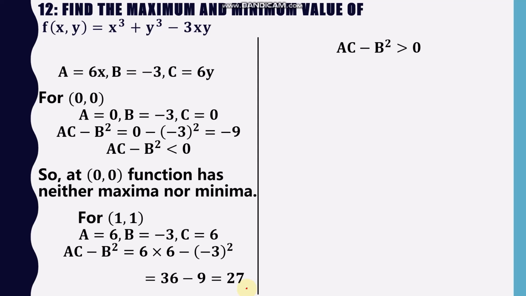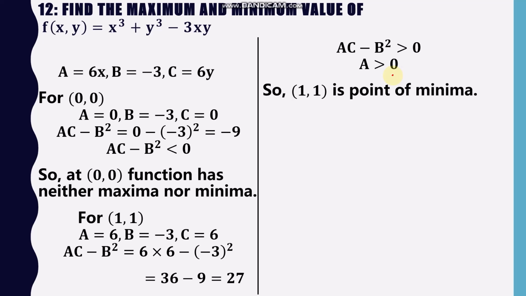So whenever ac minus b square is greater than 0, then the function has either maxima or minima. That depends upon the value of a. Now what is a here? a is 6, which is greater than 0. So whenever a is greater than 0, the given point is a point of minima, and whenever a is less than 0, the given point is a point of maxima. So here the function has minima at this point 1, 1.